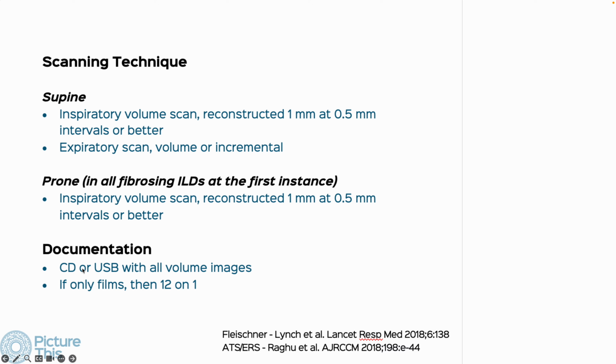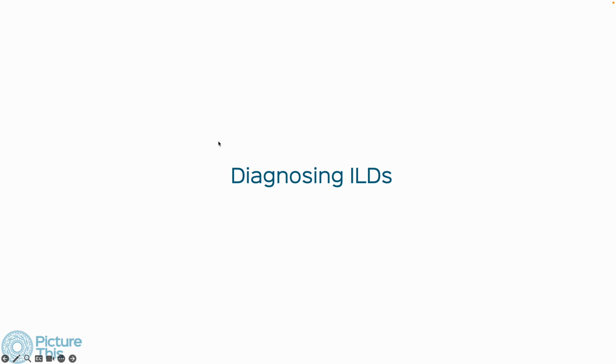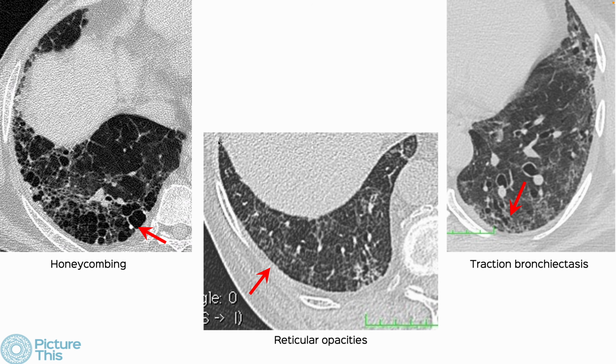And if you're filming, then it has to be 12 on 1 and not 50 on 1 or 60 on 1, etc. So that's the standard protocol. And when we get high quality images based on this, is when everything that I'm going to talk about now is understandable and is something that you can do on a regular basis when you're reporting these scans.